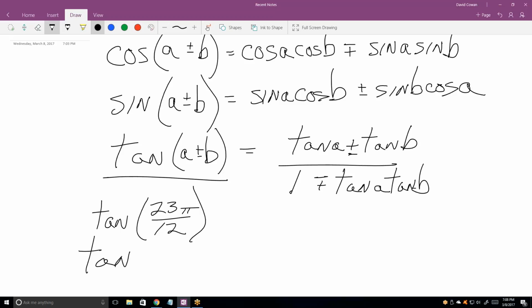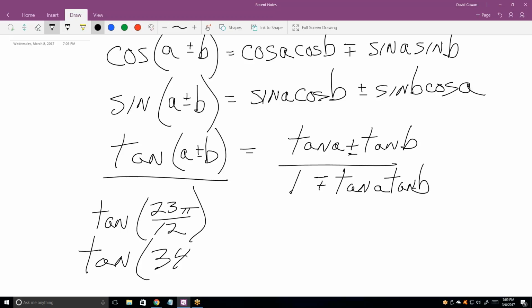This is where I had trouble. When I had this problem, I had to convert it to degrees. Yeah. I have a hard time seeing the radians. You're not the only one. I'm kind of with you there. So what is this in degrees? In degrees, it would be 23 times 180 divided by 12, 345.